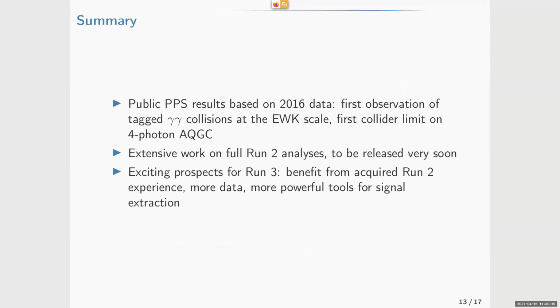All right, this brings me to my summary slide. We have presented several public PPS results based on 2016 data. This is the first observation of tagged gamma-gamma collisions at the electroweak scale and also the first collider limit on four-photon anomalous quartic gauge coupling. There is extensive work ongoing on the full Run 2 analysis, and we hope to start releasing more very soon. There are also quite exciting prospects for Run 3, where we hope to benefit from our Run 2 experience, more data, and more powerful tools for signal extraction. Thanks a lot.